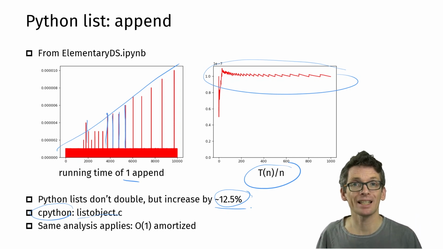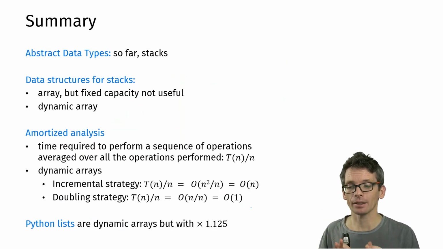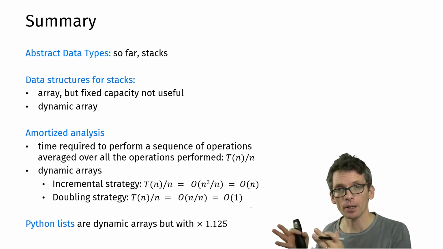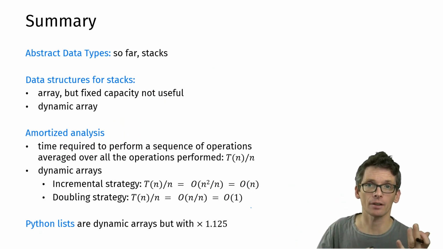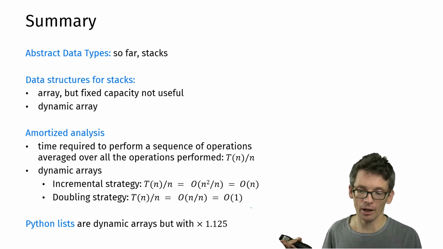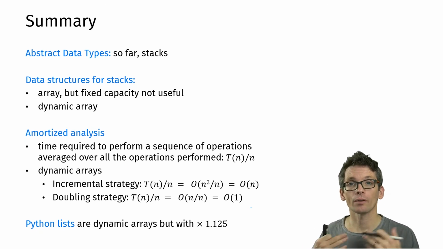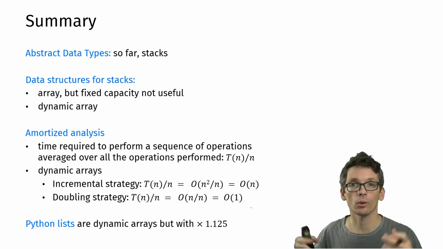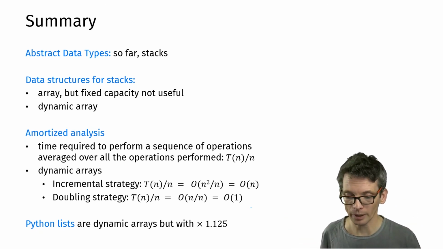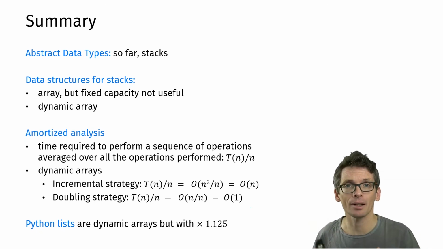So what have we seen so far? We've seen stacks, and we've seen arrays as an implementation of stacks, but that gave us a fixed capacity. So then we looked at dynamic arrays, and for dynamic arrays we used amortized analysis to decide which of the growing strategies would be better, and we concluded that doubling is a better idea, or not necessarily doubling, but increasing by some percentage.